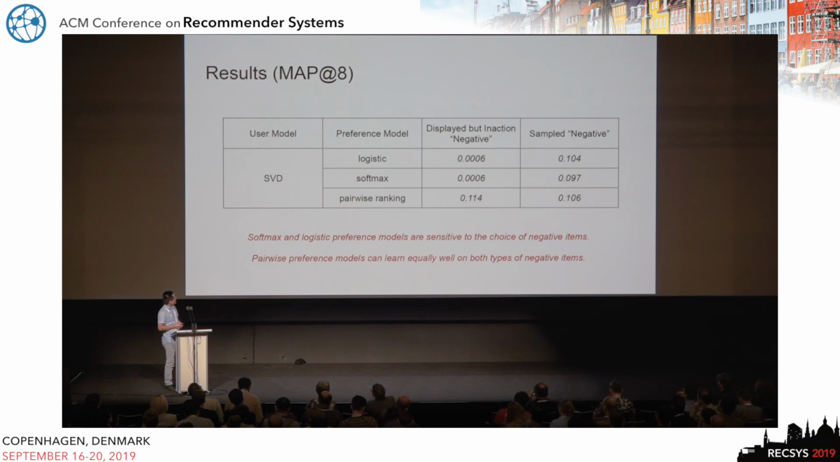First, we found that softmax and logistic preference models are sensitive to the choice of negative item set. If we use the displayed-but-inaction items as the negative item set, logistic and softmax don't really learn much compared with the sampled negative item set. But pairwise ranking is more robust. It learns equally well on both types of negative item sets.